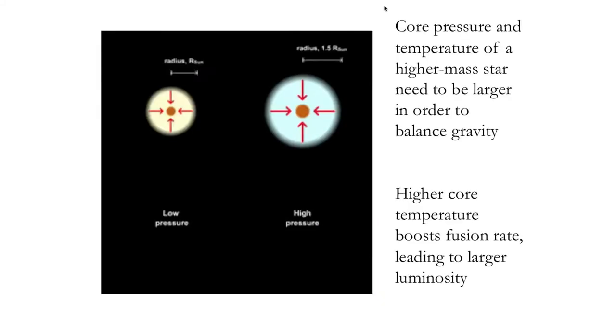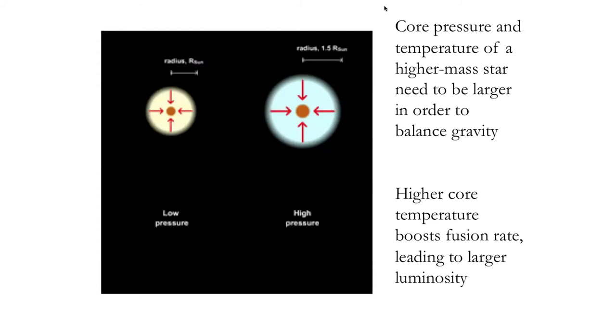Why is it that more massive stars are more luminous and hotter? Well, it has to do with the mass itself, right? The more mass a star has, the more that mass bears down on and crushes together and makes hot the very center of that star.